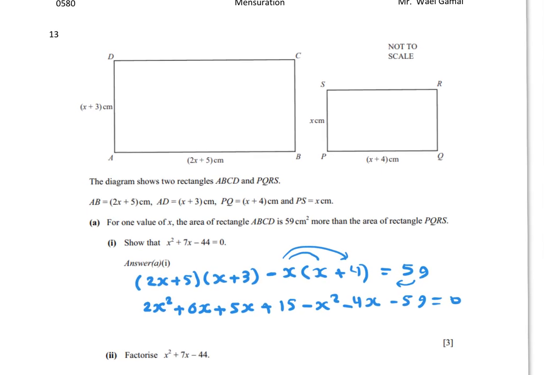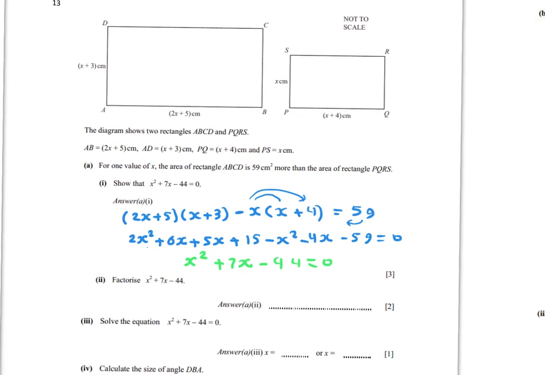Now combine the like terms. 2x squared minus x squared equals 1x squared. 6x plus 5x is 11x, 11 minus 4 equals 7, so 7x. Now for the numbers, positive 15 minus 59 is negative 44. So minus 44 equals 0. So we have shown that x squared plus 7x minus 44 equals 0.